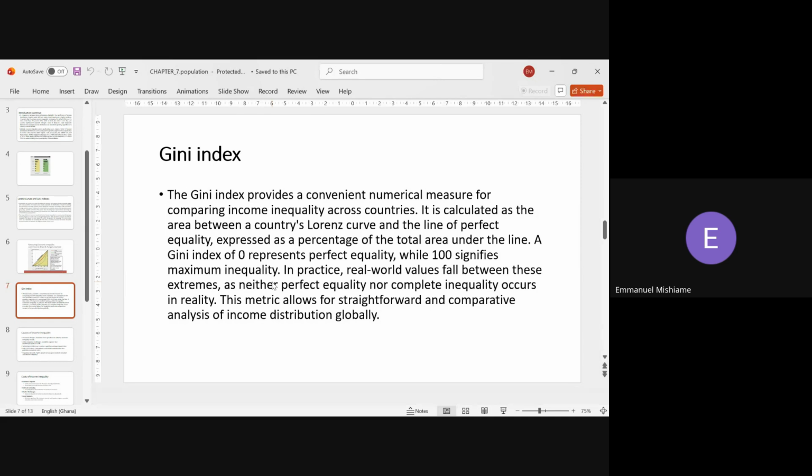I hope that is okay. Now, in practice, real world values fall between these extremes, as neither perfect equality nor complete inequality occurs in reality. This metric, however, allows for straightforward and comparative analysis of income distribution globally. So that is for the Gini coefficient.